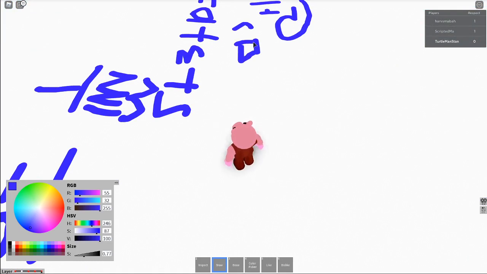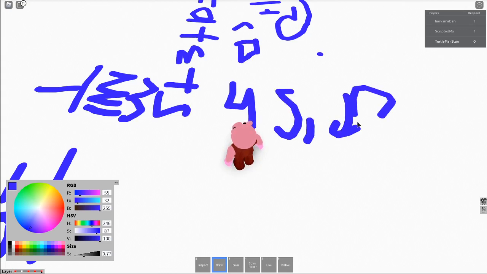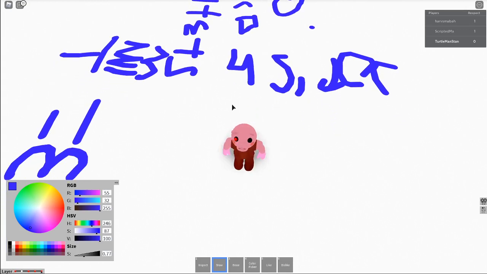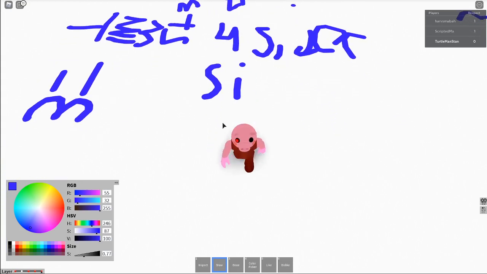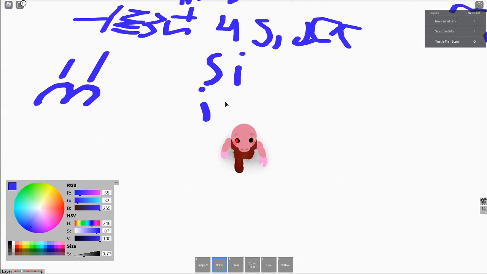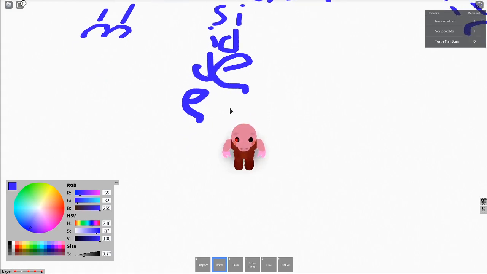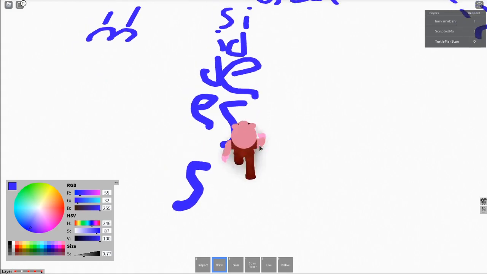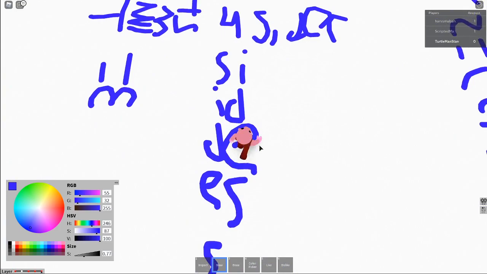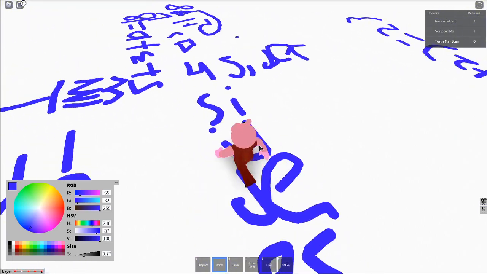We're gonna put a square that has 4 sides, which stand for S-I-D-E-S. So that is where our letters are when we broke it up.